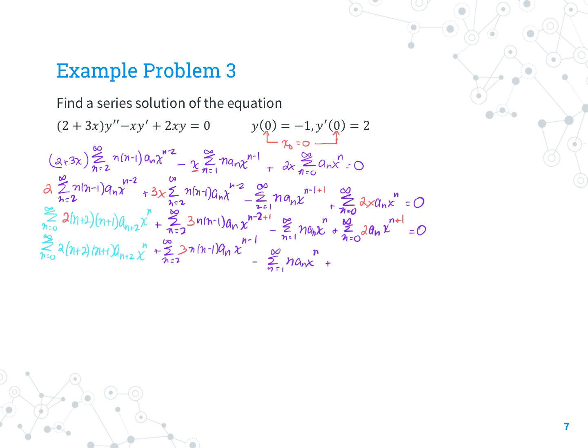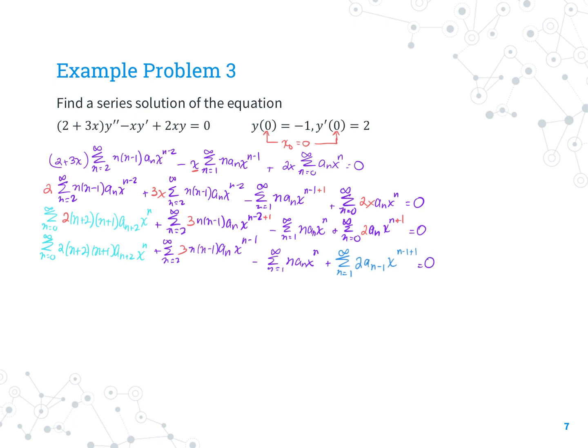And this last one, let's go ahead and do our shift there. We have an n plus 1, so that's going to have to shift down, which means that n is now n minus 1. So our sum now goes from n equals 1 to infinity of 2 a sub n-1 x to the n-1+1. That's going to give us our n, and that's what we were going for.